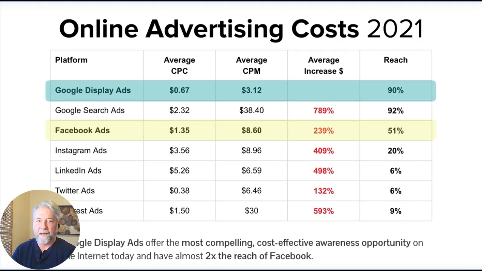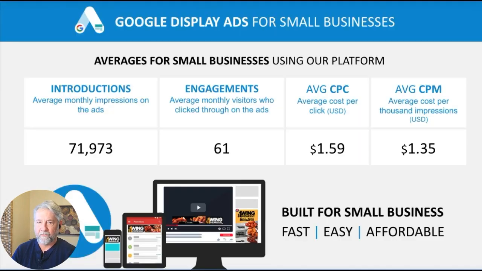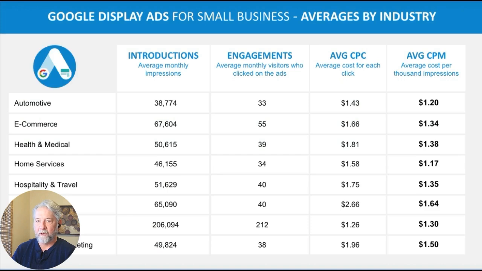So Google display ads are less expensive than Facebook and all the other options. They reach the largest audience outside of search ads, and they're very effective at driving traffic. On average, it's about $1.59 for a click-through on a Google display ad campaign. Again, you only pay for display ads based on clicks. And so even small budgets can go a very long way.